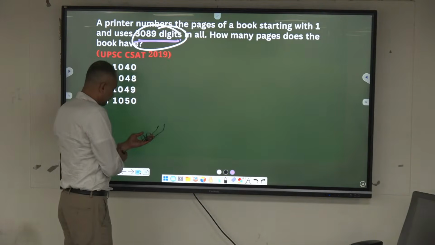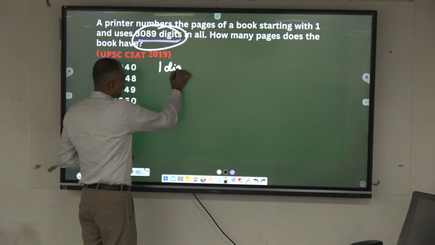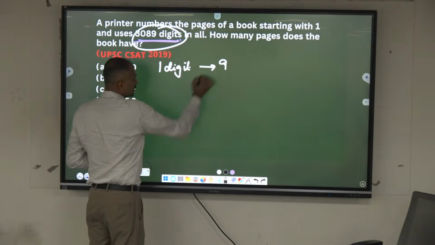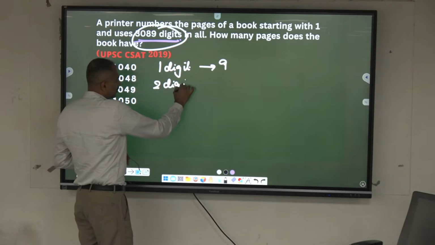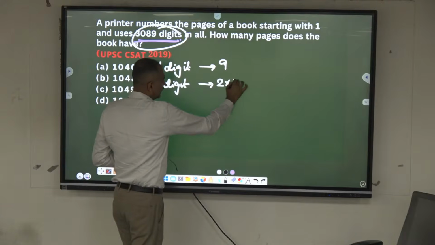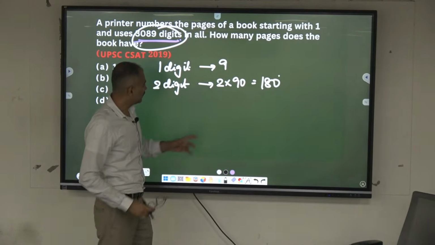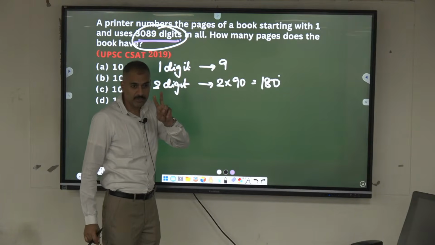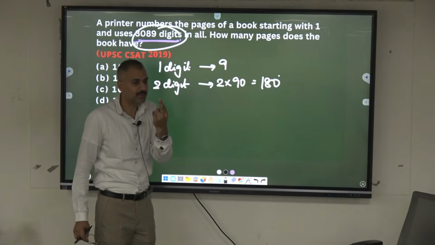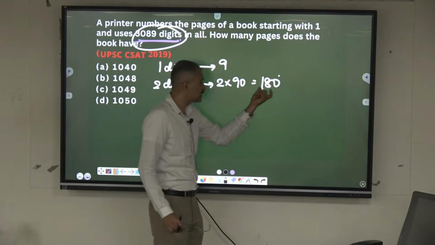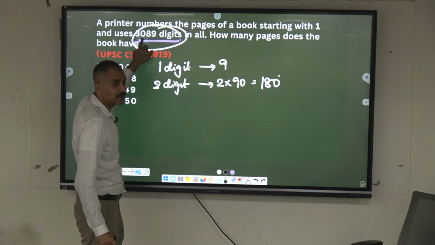Okay, see. 1 digit, how many are there? 9 pages will be there. Okay, sir. Afterwards, 2 digit: 2 into 90, 180. Now look here. After 9, the 10th page will be having 2 digits, till page number 99. Every page number will be having 2 digits. So totally how many digits printed? 180. This is 9. Total number of digits printed are 3089.